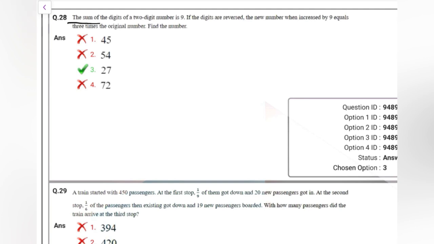The sum of the digits of a two-digit number is 9. If the digits are reversed, the new number when increased by 9 equals 3 times the original number. Find the number.